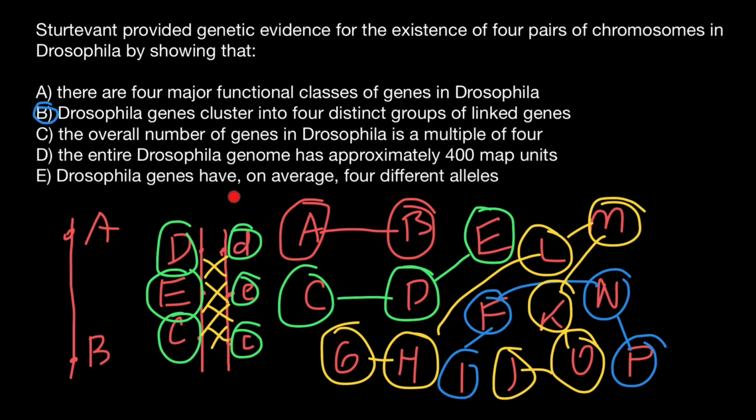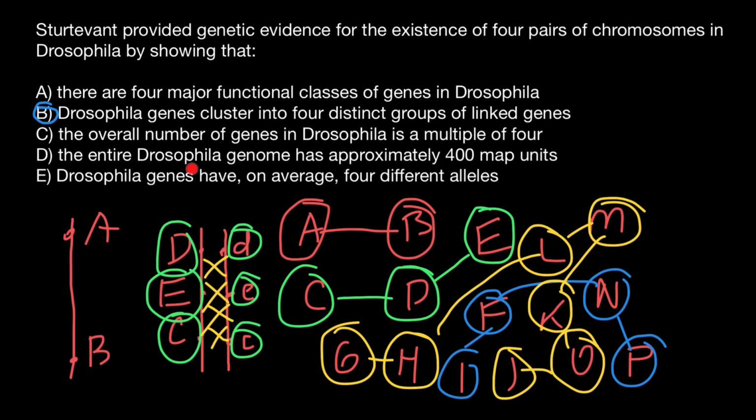Answer E, Drosophila genes have on average 4 different alleles. This doesn't tell us anything because in a diploid organism, simultaneously for the same locus we may have a maximum of 2 alleles, but in the whole gene pool there can be many more alleles, say D1, D2, D3, D4, because every mutation produces a new variant of the same gene. So this doesn't tell us anything at all.